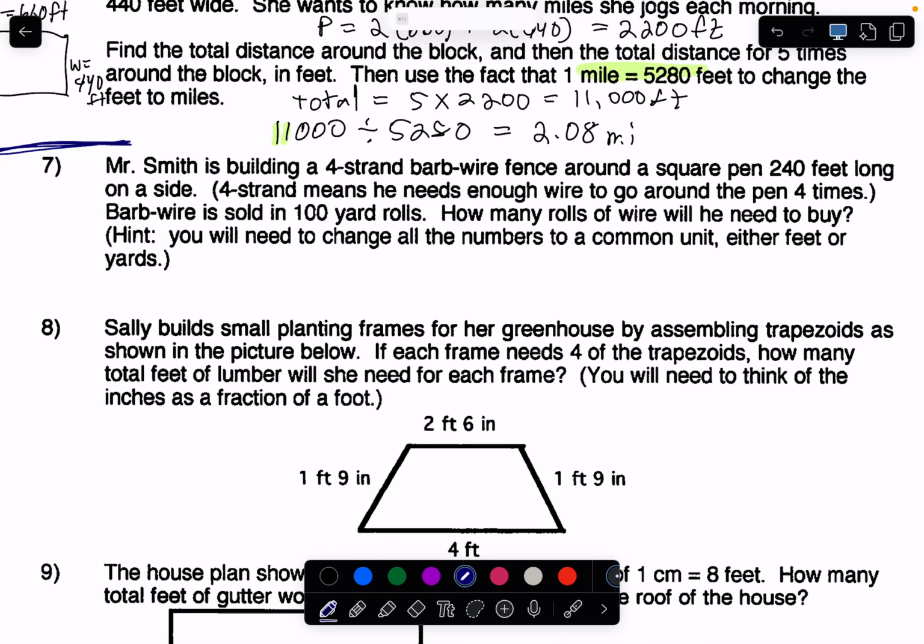Smith is building a 4-strand barbed wire fence around a square pen that's 240 feet long on a side. So let's not go any further. Let's just really talk about this part right here. A square pen that is 240 feet long.